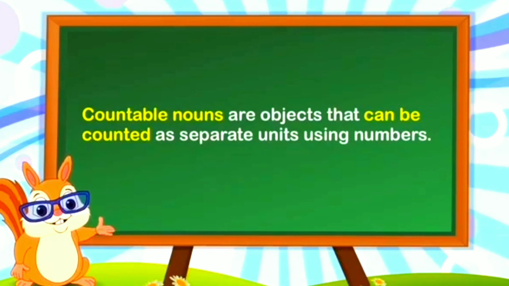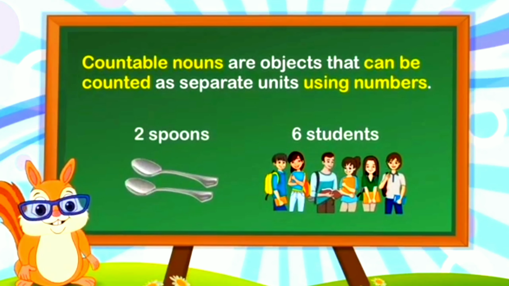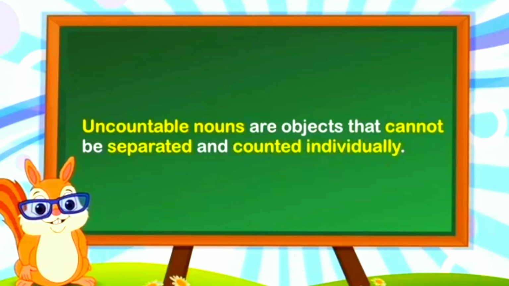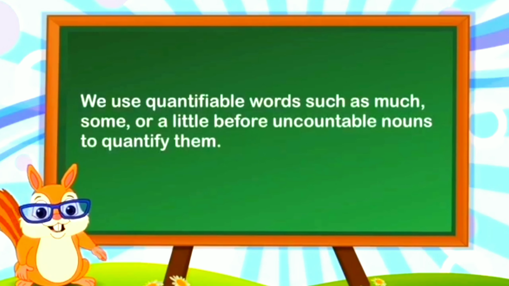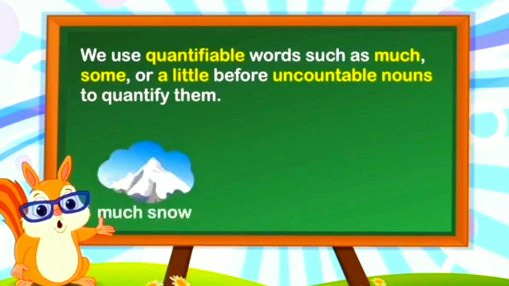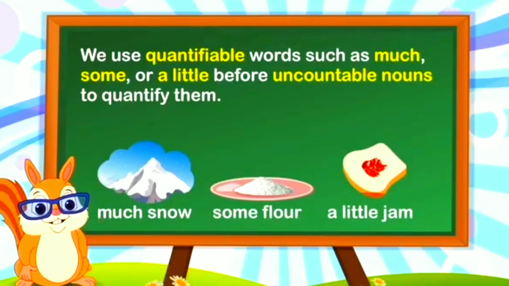Countable nouns are objects that can be counted as separate units using numbers. For example, 2 spoons, 6 students. Uncountable nouns are objects that cannot be separated and counted individually. We use quantifiable words such as much, some, or a little before uncountable nouns to quantify them, because we cannot count them. For example, much snow, some flour, a little jam.